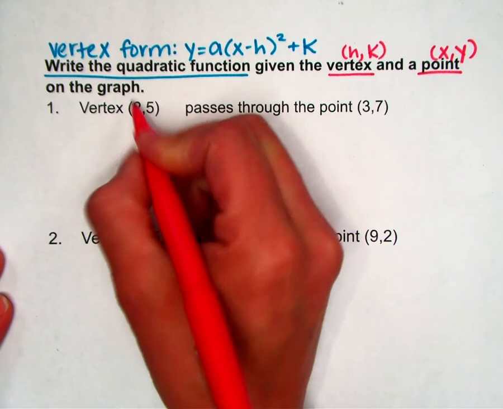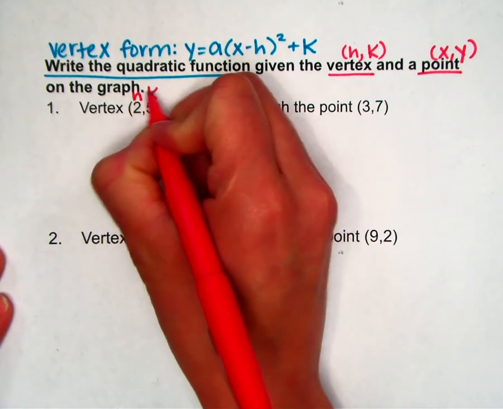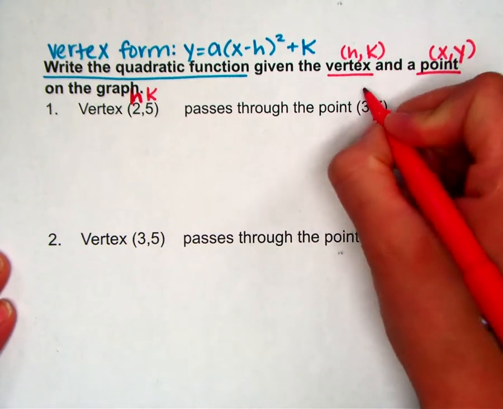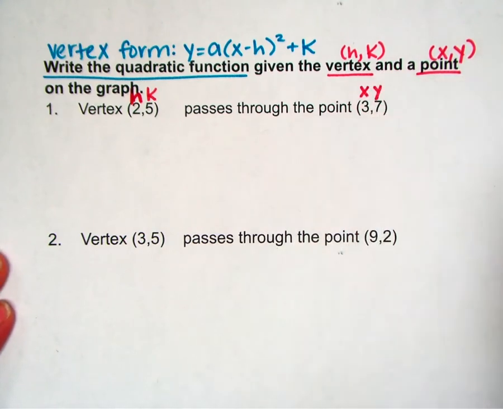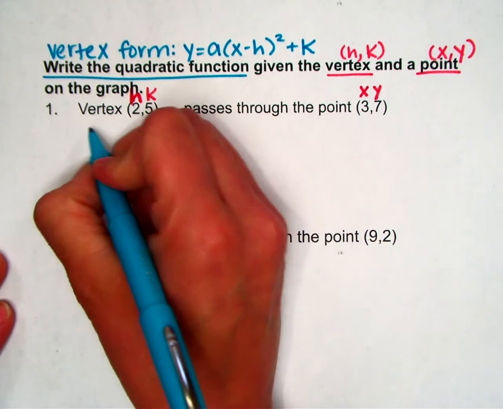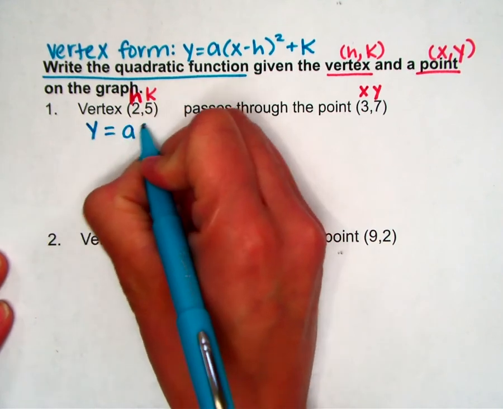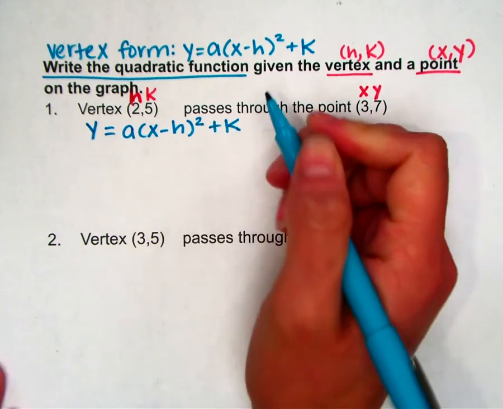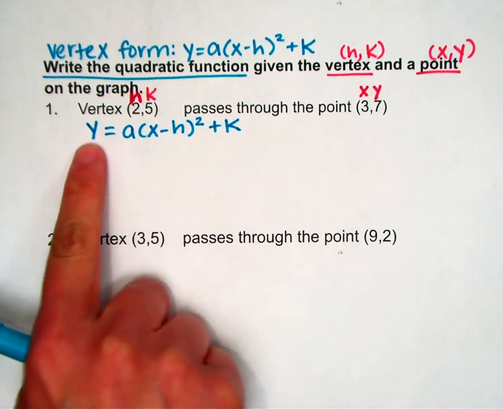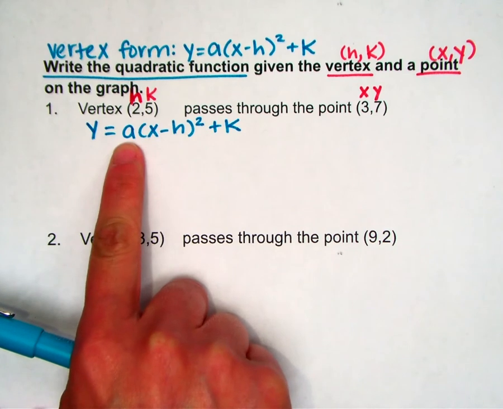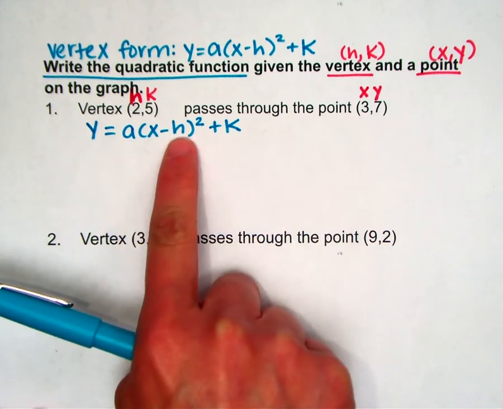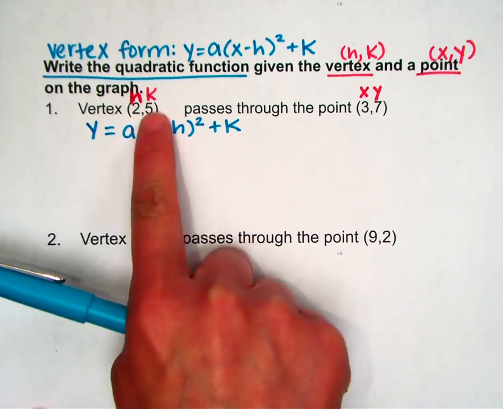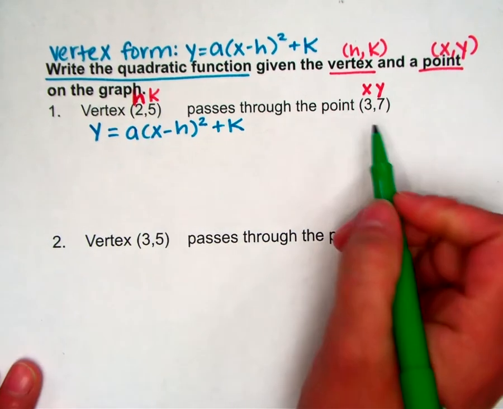So if you identify your vertex to be h and k, h is 2, k is 5, passing through a point (3, 7), this is x and y. So if I plug this into the vertex formula, y equals a(x minus h) squared plus k, out of the entire equation, I know what y is, it's 7. I do not know what a is. x is 3, h is 2 and k is 5. So substitute in the values you know.